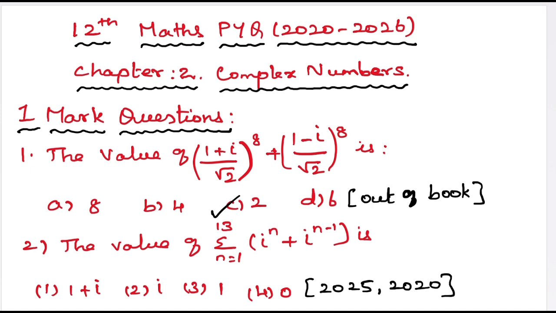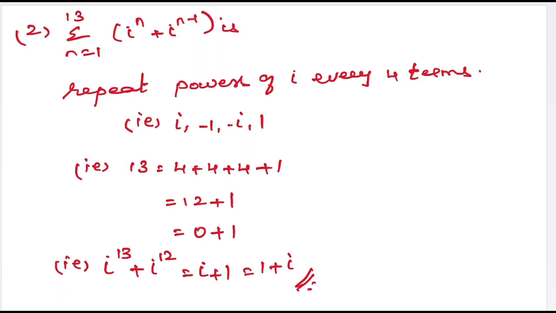Coming to the solution, since the sum of 4 consecutive powers of i is 0, we repeat the powers of i every 4 terms. That is i, minus 1, minus i, 1. Then add any 4 consecutive terms and the sum is 0. That is, 13 is equal to 4 plus 4 plus 4 plus 1. That is equal to 12 plus 1. So 12 becomes 0, plus 1. So that is i power 13 plus i power 12 is equal to 1 plus i, which is the answer.